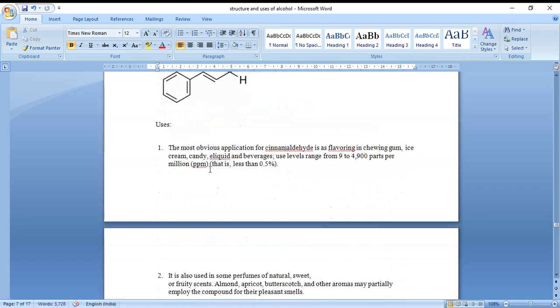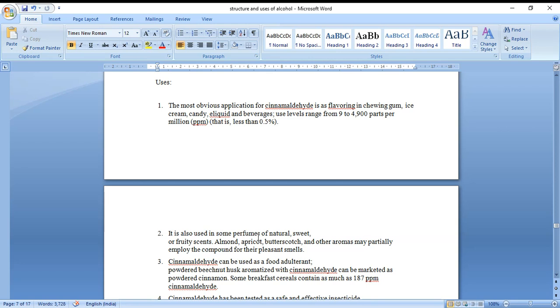So for each drug, I am discussing around 7 to 8 points. You need not mention all the points in the exam. You can mention the points in simple sentences, like it can be used as an antifungal, it can be used in some perfumes, etc. At least you have to remember 5 points for each drug.